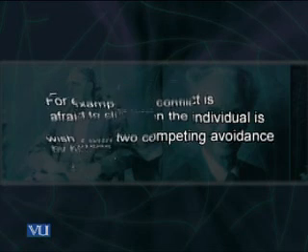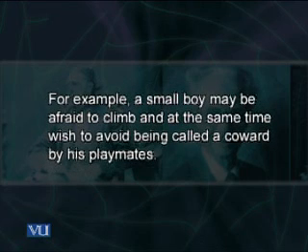A second type of conflict is encountered when the individual is faced with two competing avoidance responses. For example, a small boy may be afraid to climb and at the same time wish to avoid being called a coward by his playmates.